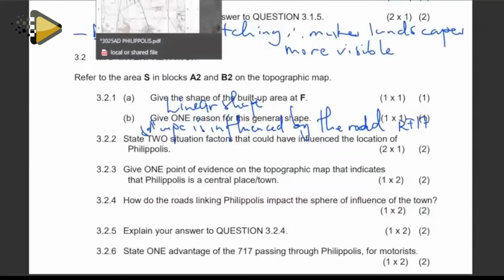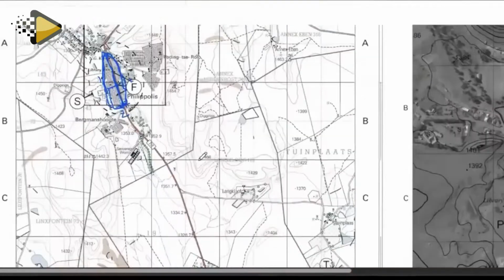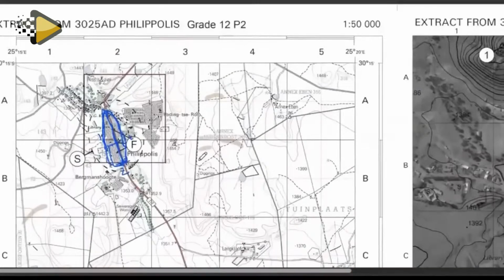Situational factors that would have influenced Philippolis. Situational. We are looking at the relationship of this settlement in relation to the surrounding environment. What could have influenced the development of Philippolis in this particular area? Right, we try to look at the surrounding environment and try to see if there are any other factors related to the settlement which might have favored the situation of this particular settlement. Like if we check, there is presence of water bodies around the area shown by these dams.